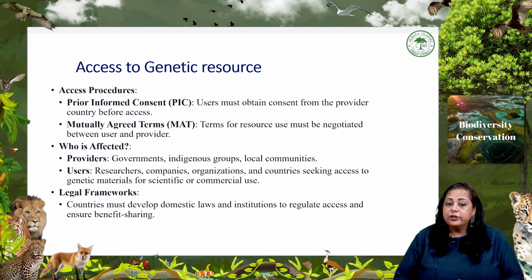And who is affected? The providers and the users. Providers: governments, indigenous groups, local communities are affected. Users: researchers, companies, organizations, and countries seeking access to genetic material for scientific or commercial uses. The legal framework: countries must develop domestic laws and institutions to regulate access and ensure benefit sharing.